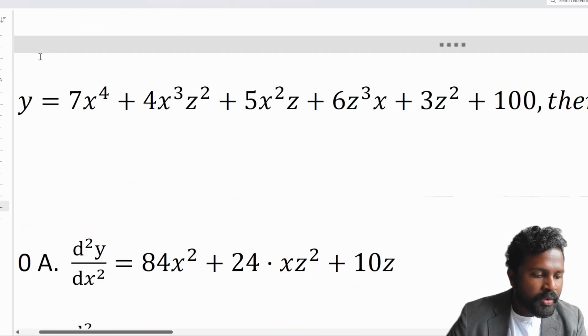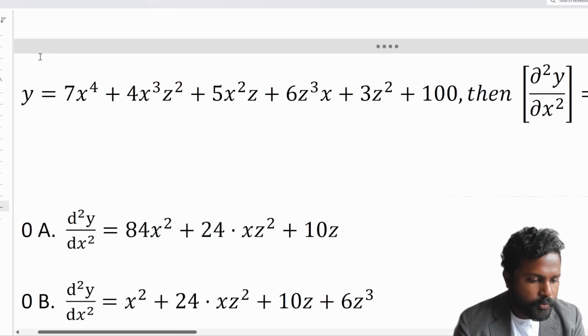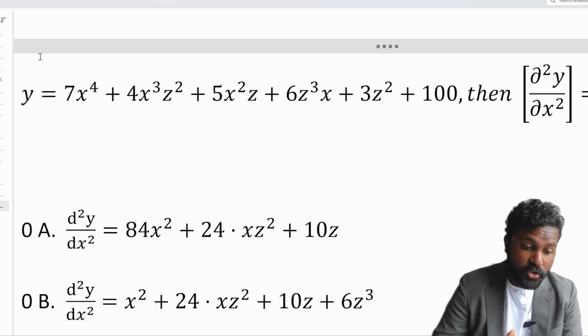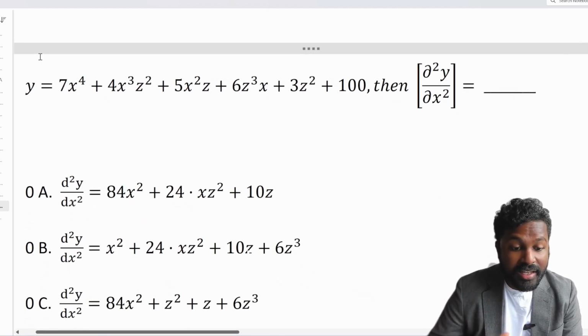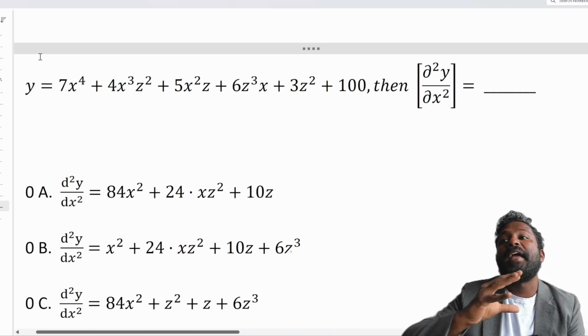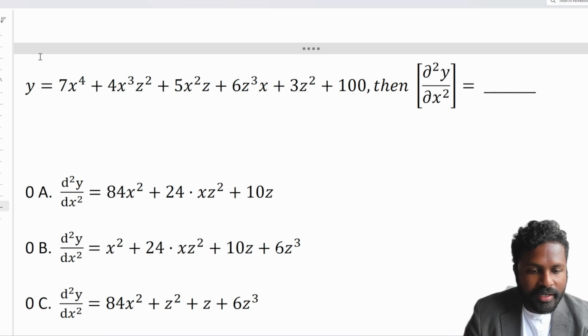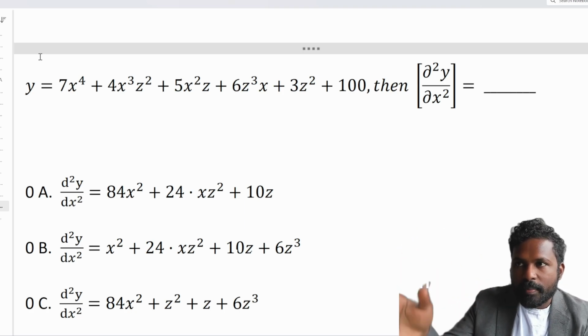Given an equation y is equal to 7x power 4 plus 4x cubed z square plus 5x square z plus 6x z cube x plus 3z square plus 100. Big equation. This equation won't even fit in your calculator, so forget about using it. It'll take too much time to put all of that. So let's solve this problem with the manual method.